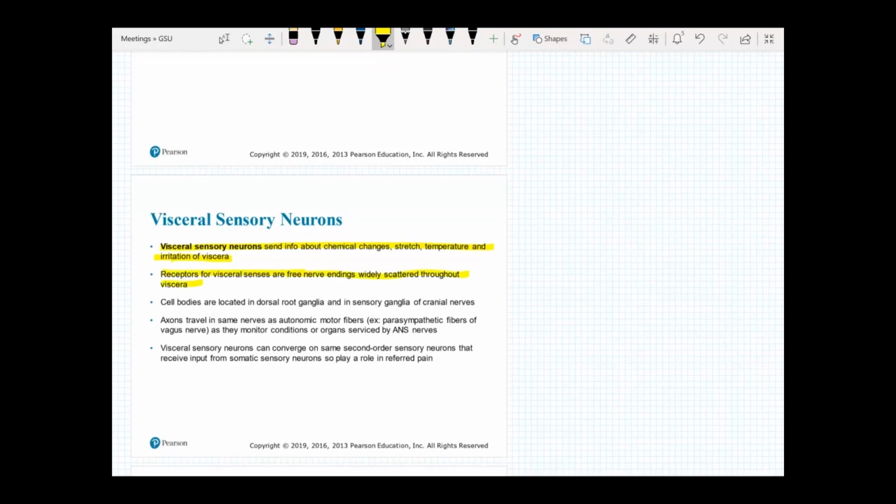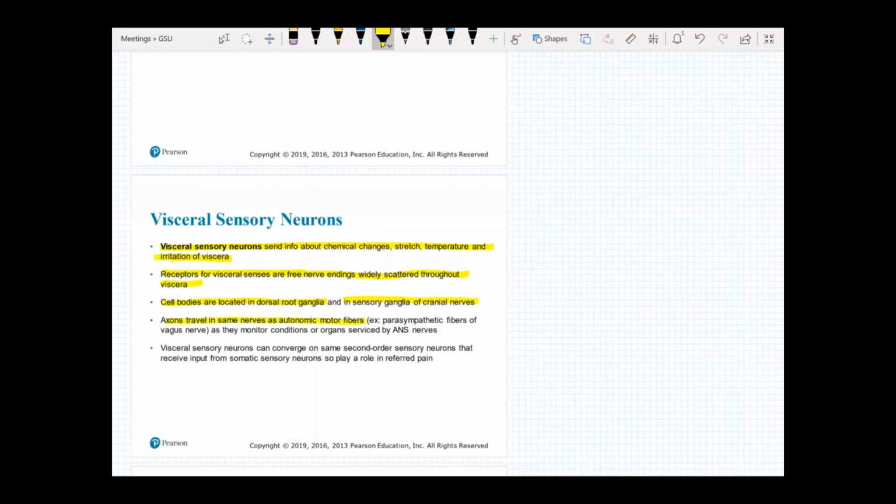So these are also free nerve endings that are widely distributed all throughout our internal organs. These cell bodies are located in the dorsal root ganglia, so it's outside the CNS, and in the sensory ganglia of your cranial nerves. So again, it's outside the CNS for these guys. But these axons are going to travel the same way as the autonomic motor fibers. So they're still going to be able to serve our autonomic nervous system organs.